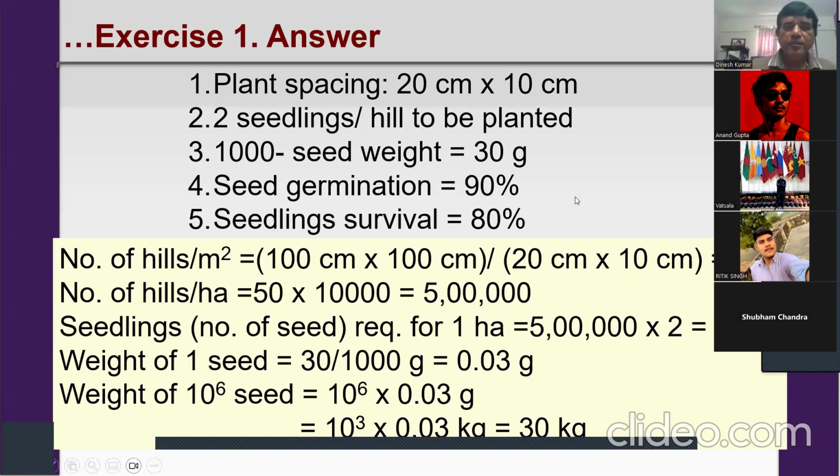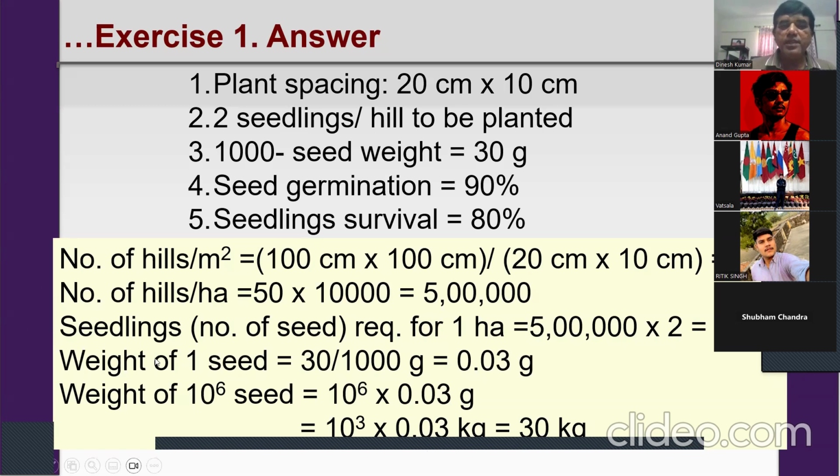Now, it was the case of 1 meter square. In 1 meter square, we had 50 hills. So that means in 1 hectare, how many hills will be there? Because 1 hectare is 10,000 meter square, and we know 1 meter square has 50. So the number of hills per hectare is equal to 50 into 10,000. It comes out to be 5 lakhs. So 5 lakh seedlings are required if you transplant one seedling in one place for transplanting 1 hectare area at a spacing of 20 centimeter by 10 centimeter.